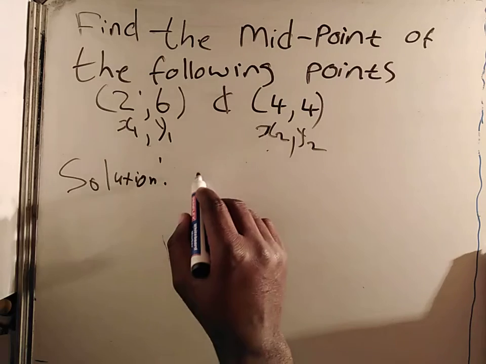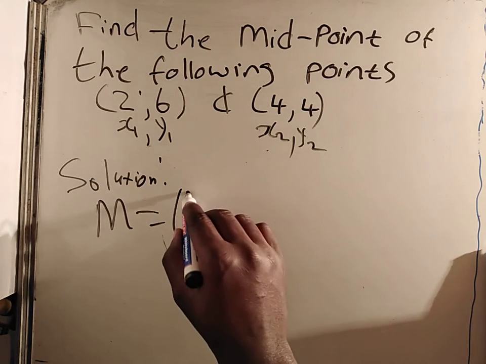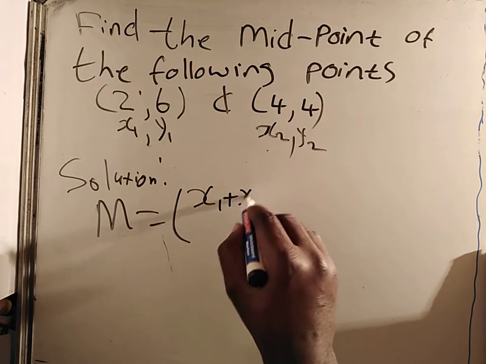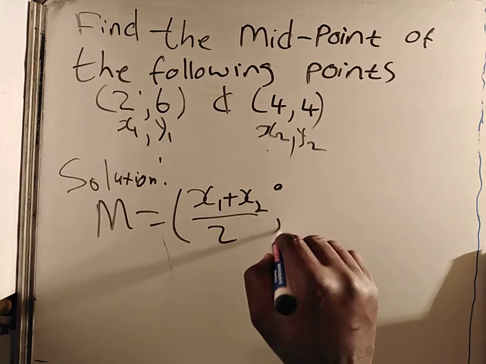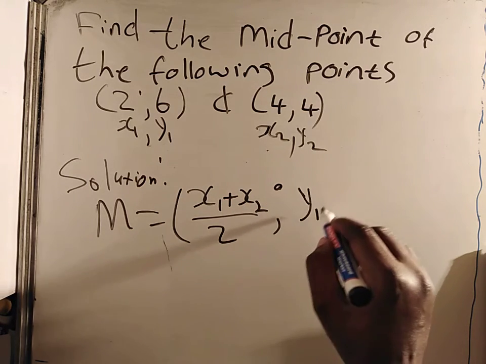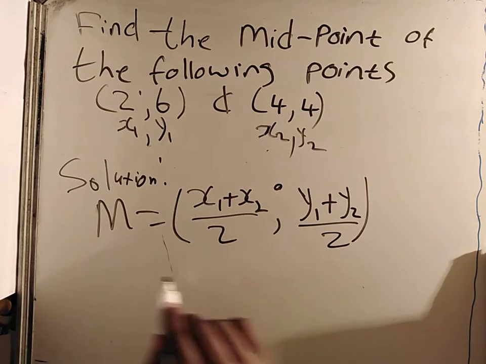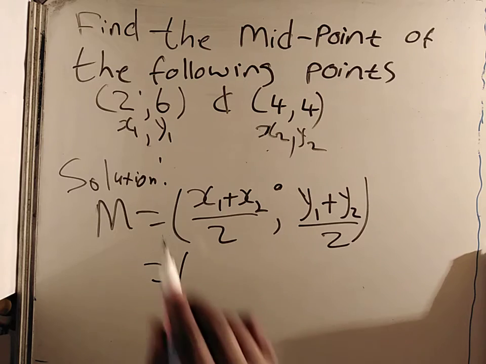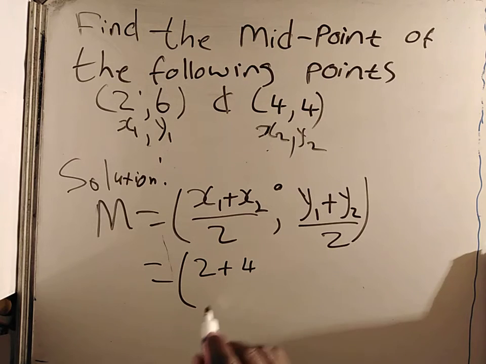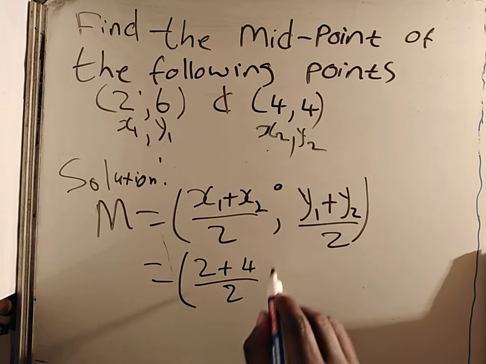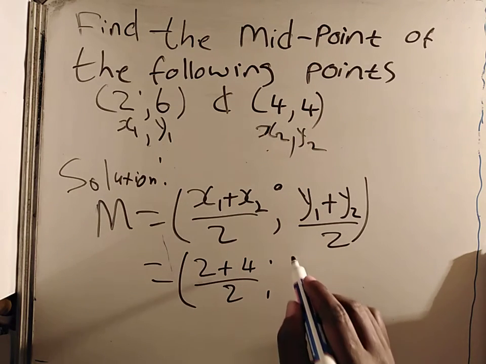All right, so you will have M, which is equal to x1 plus x2 over 2, and then a semicolon for versus, and then y1 plus y2 all divided by 2. Okay, and then x1 is what? x1 is 2. 2 plus x2 is 4, all divided by 2. And then y1, where is y1? Y1 here it is, it's 6.